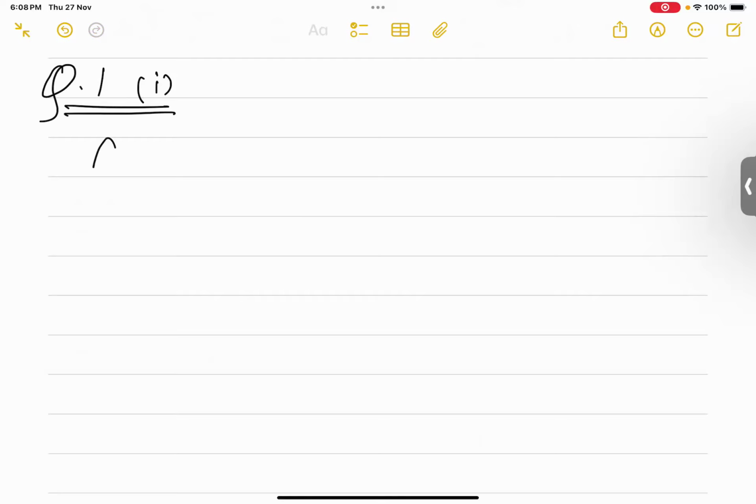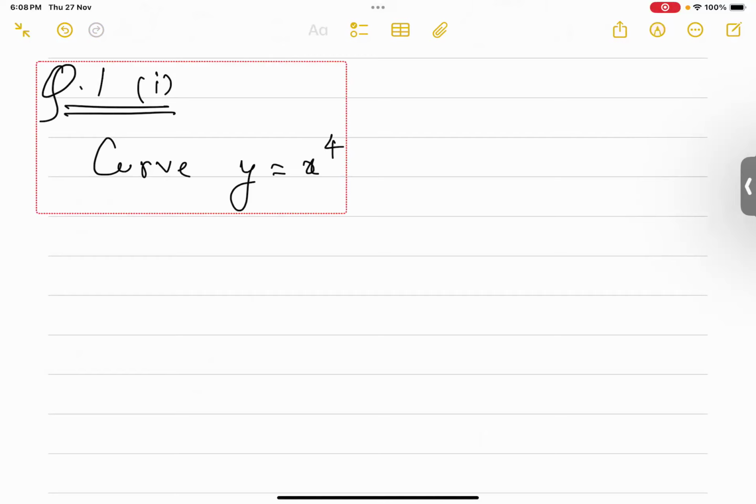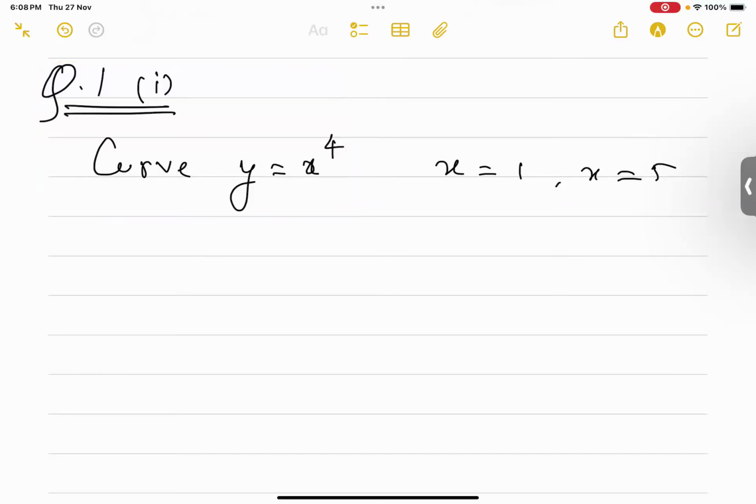There are three things given. The curve is y is equal to x raised to 4, and the lines are x is equal to 1 and x is equal to 5. The question asks for the area bounded by the curve, the x-axis, and the given lines.